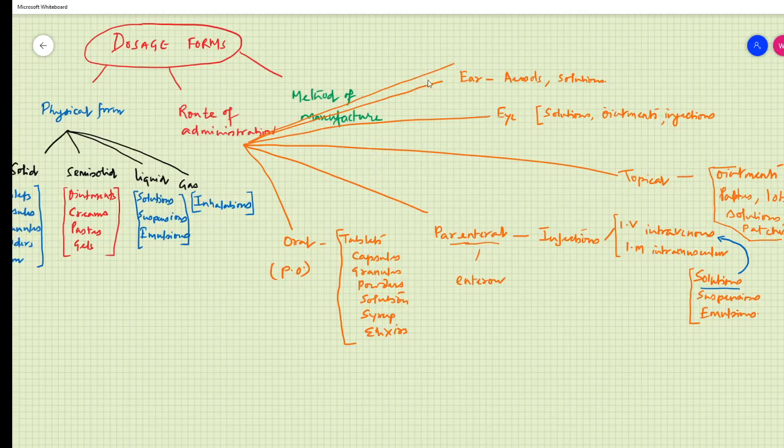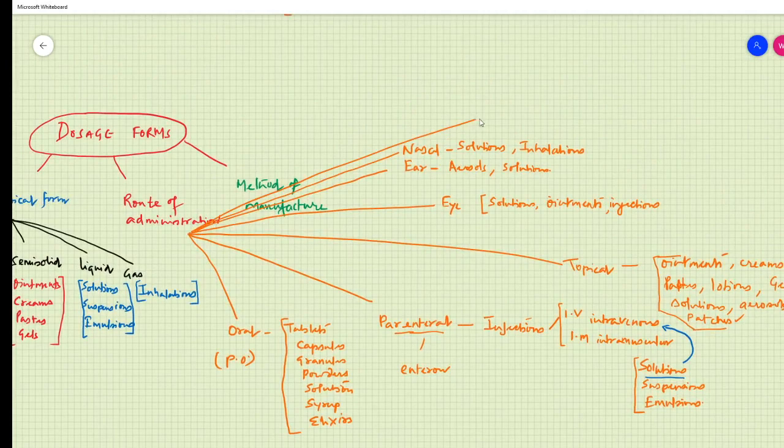What about nose or the nasal route? Again, solutions are administered. Okay, normal saline solutions are usually administered to pediatric patients to relieve the blockage. Nasal solutions and then inhalations. What about the lung? Lung, again, there can be aerosols. Again, those aerosols can be solutions, can be suspensions, or they can be powders, like dry powder inhalations.